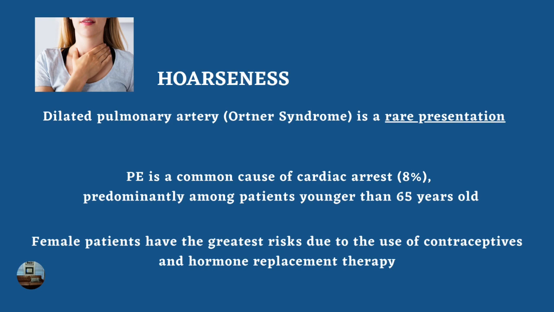Now, Ortner syndrome is a rare presentation which is caused by a dilated pulmonary artery, and this can present as hoarseness. So this is something that we need to watch out for. PE is a common cause of cardiac arrest or circulatory collapse in young patients, younger than 65 years of age. And female patients seem to have the greatest risk due to the use of contraceptives and hormone replacement therapy.